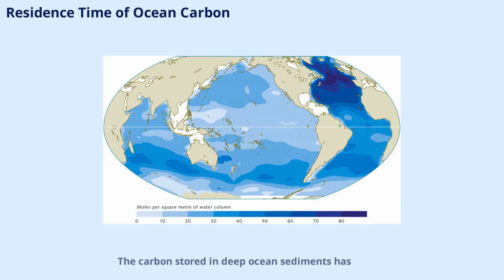Carbon stored in deep ocean sediments has a very long residence time, often thousands of years. This means that once carbon reaches the deep ocean, it is effectively locked away from the atmosphere for millennia. The slow exchange between deep ocean water and the surface ensures that this carbon remains sequestered, helping to stabilize global CO2 levels.